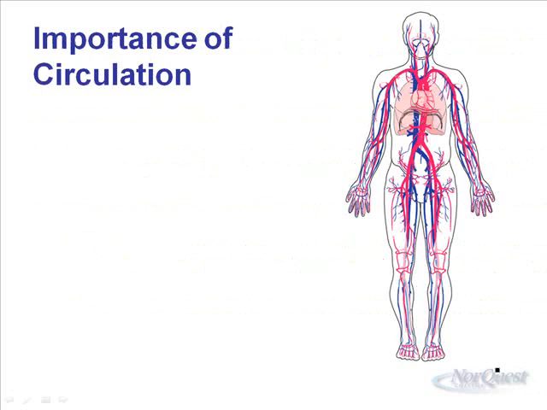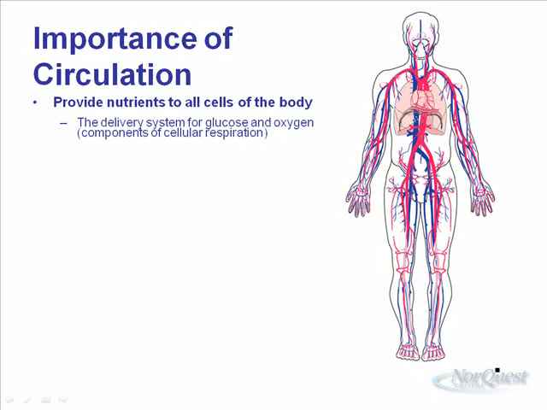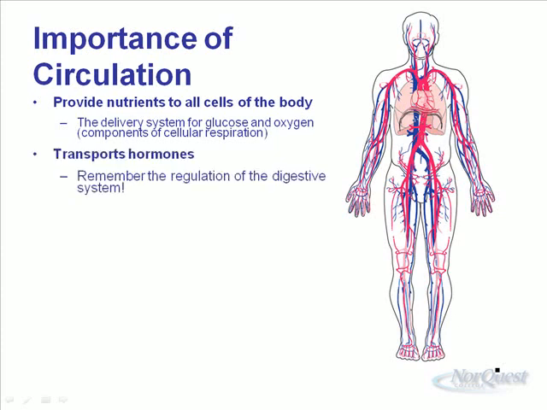So first we'll talk about the importance of the circulatory system. Its main purpose is to provide nutrients to all the cells of the body. So it's the delivery system for glucose, oxygen, amino acids, all the raw components cells need to function properly. It also works as a communication system. It transports hormones to and from different parts of the body.